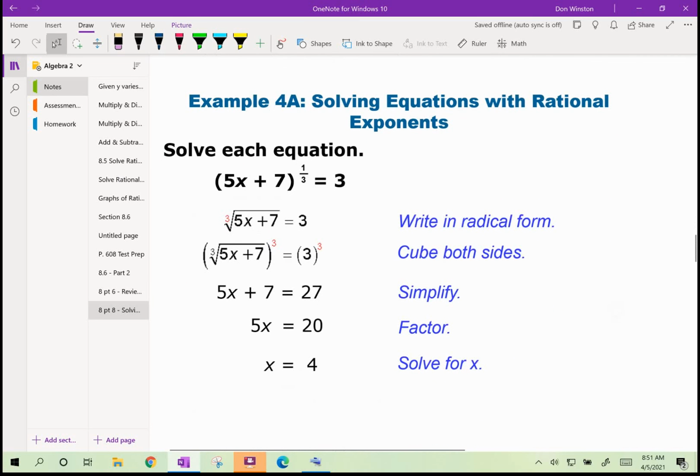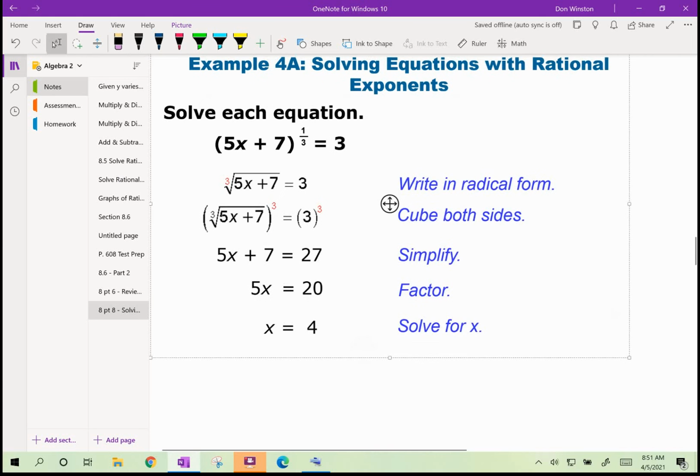So again, I have 5x plus 7 raised to 1/3 equals 3. So you want to raise both sides to the 3rd power. You get 5x plus 7 equals 27. You get x is equal to 4.